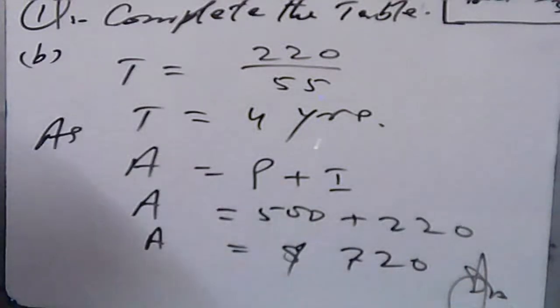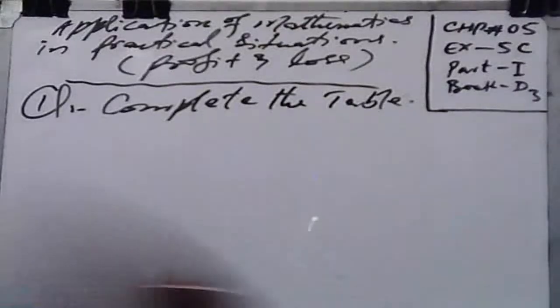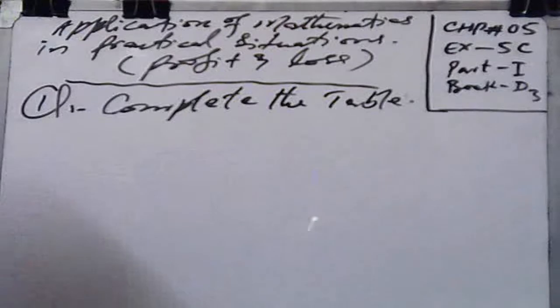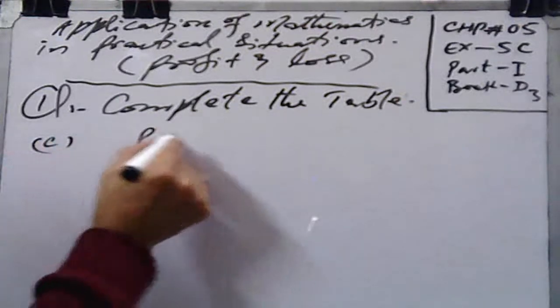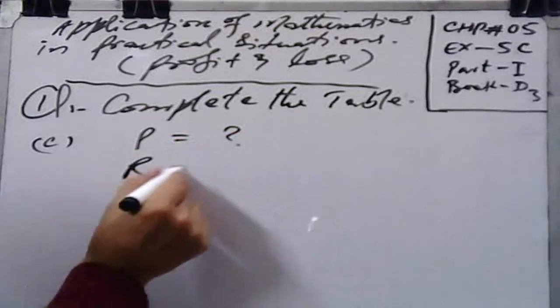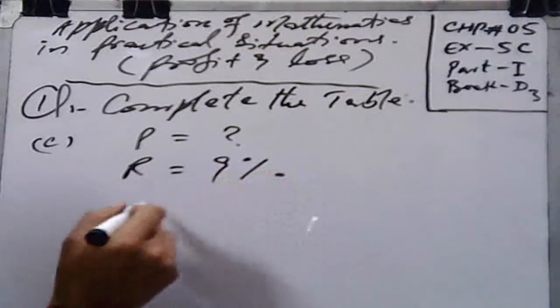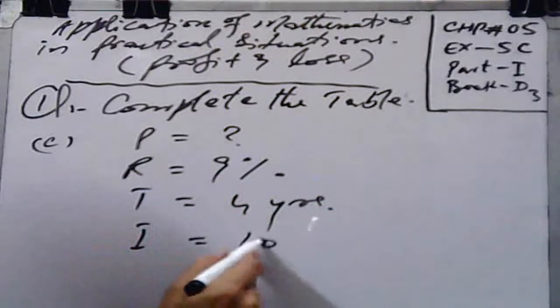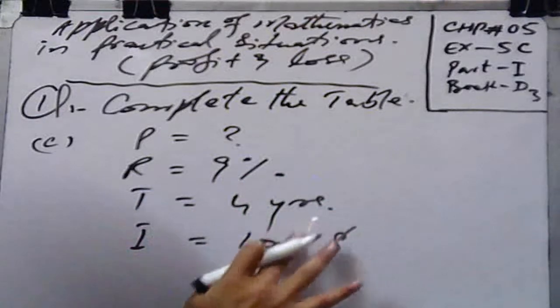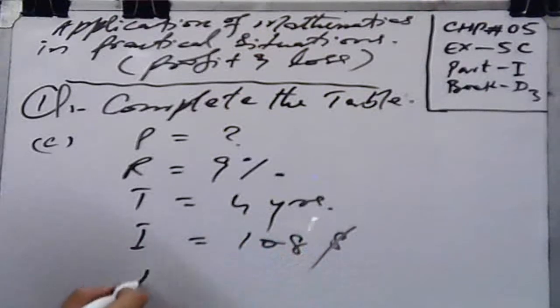Now similarly in part C, the principal amount we have to find. In your table in your textbook, rate of interest is given to you, time is given to you, interest is given to you. You have to find two things. First you have to find the principal amount, and R is given to you as 9%, time is given as 4 years, interest is given as $108, and lastly we have to find the total amount.